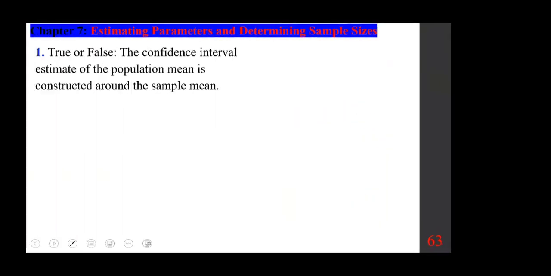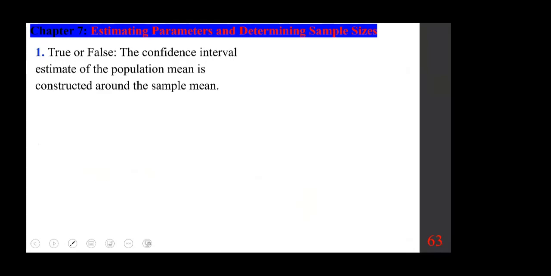We are looking at Module 3, Chapter 7. Chapter 7 covers estimating parameters and determining sample size. Number one, true or false, the confidence interval estimate of the population mean is constructed around the sample mean. All we have to do, look at the formula.